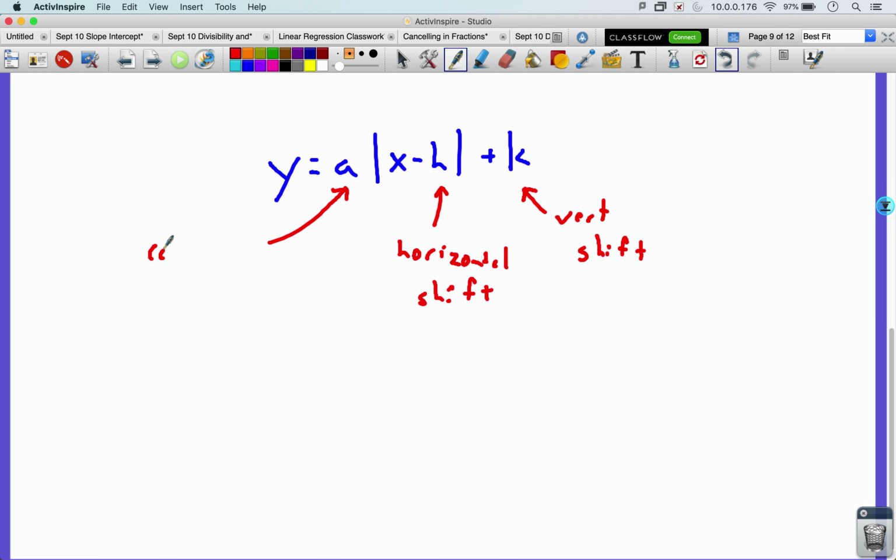This controls vertical stretch and vertical flips. So if it's a number bigger than 1, it's going to stretch it out. If it's less than 1, it's going to vertically compress it. And if it's negative, it's going to vertically flip it. Okay, now I think we're ready to graph the one on the next slide.